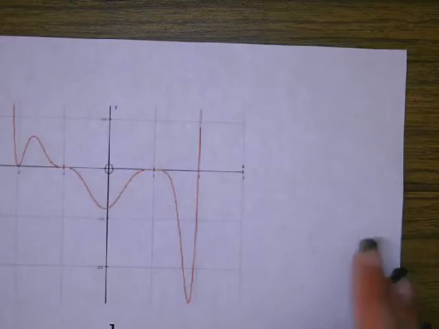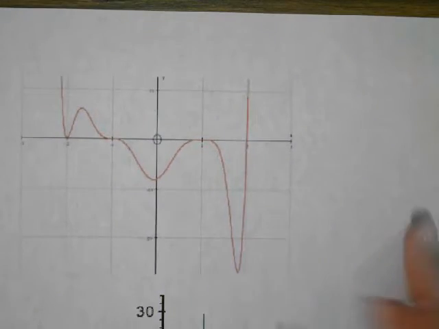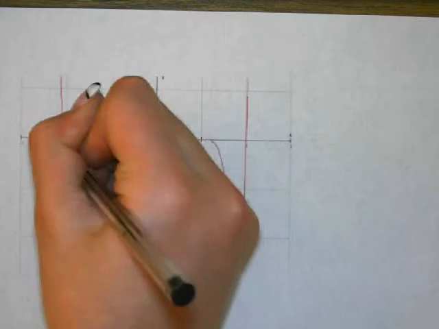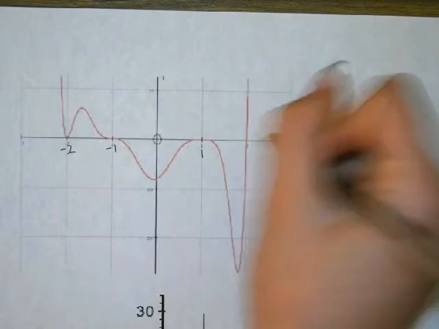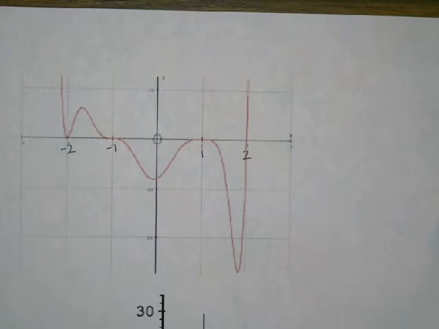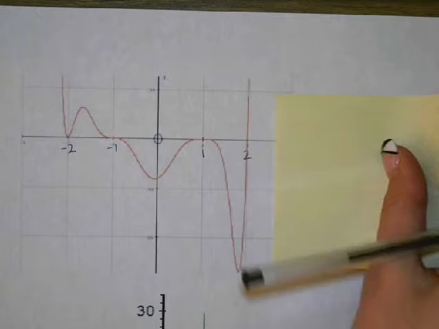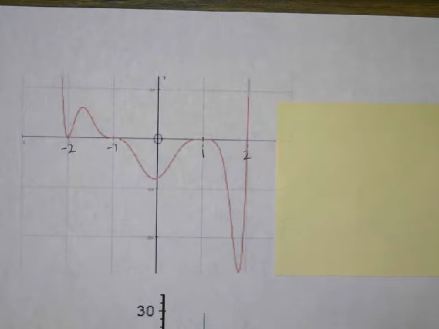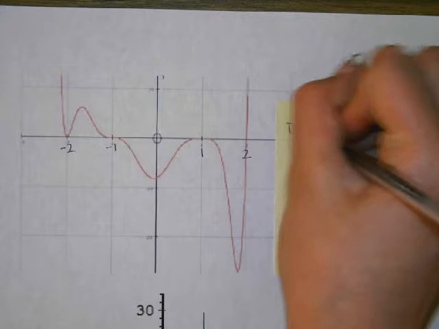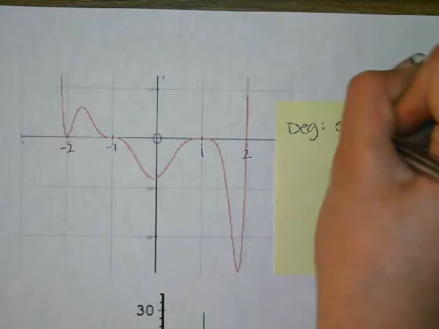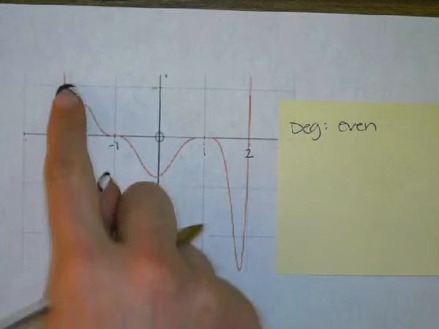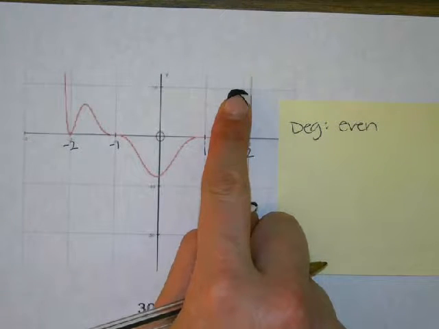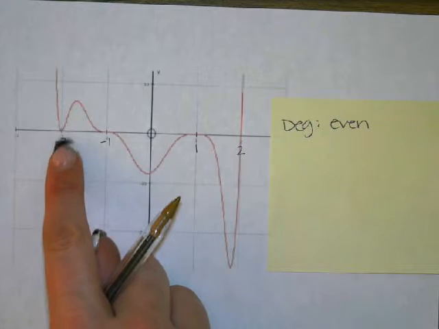Okay. We're going to try this crazy looking one right here. So you can't see it very well. Is this graph even or odd? Even. Okay, so we said the degree is even. How do we know? Yeah, the two arrows are the same, up and up. So is that one a parabola? Yeah, this would be a parabola.